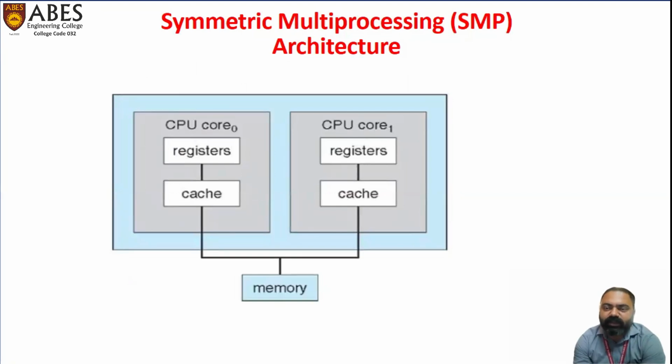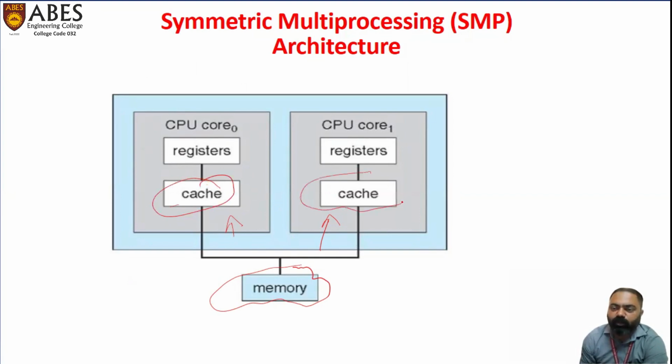Here you can see the diagram for SMP, the symmetric multiprocessor architecture. Here you can see there is a memory, and the memory is shared by both CPU 0 and CPU 1. Here is the local cache memory and registers for CPU 0, and here is the local cache memory for CPU 1. This is SMP.